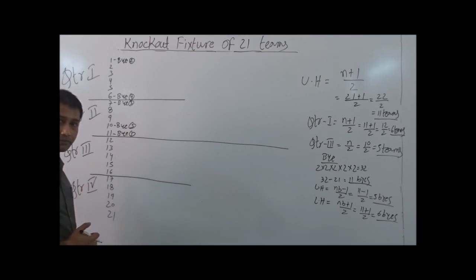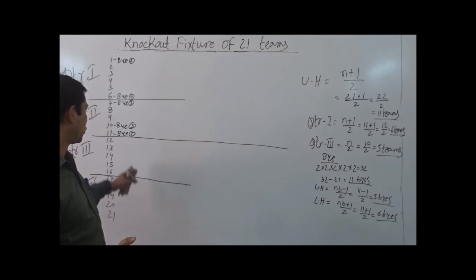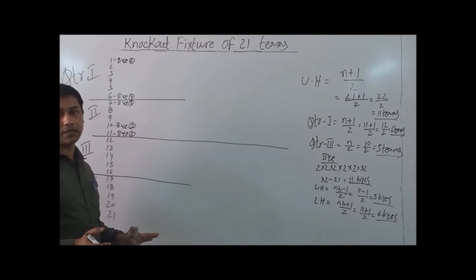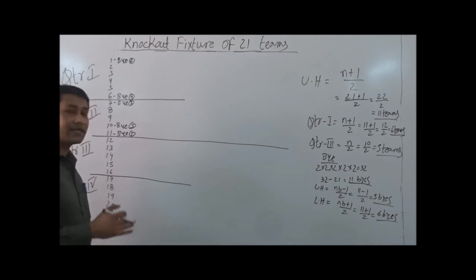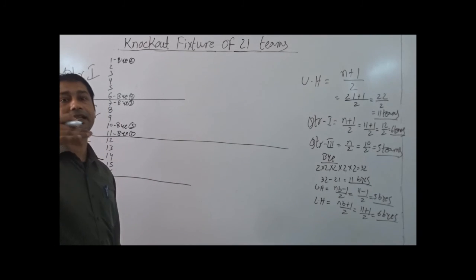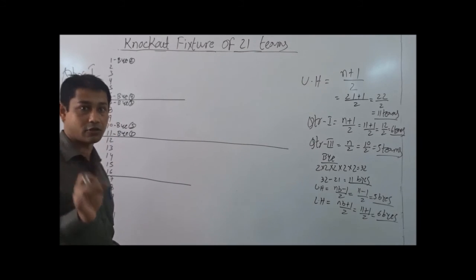Come to lower half. Now when starting byes for lower half, you need not start again from 1. You just continue after 5. That is 6, 7, 8, 9, 10, 11. So again quarter 3 will be upper half, quarter 4 will be lower half for me, for distributing byes only.